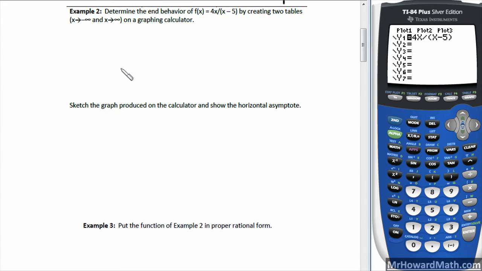All right, example 2 says, determine the end behavior of f of x equals 4x over the quantity x minus 5 by creating two tables, one as x approaches negative infinity and one as x approaches positive infinity. That is the end behavior on a graphing calculator. So I'll make those tables and then we'll analyze them.